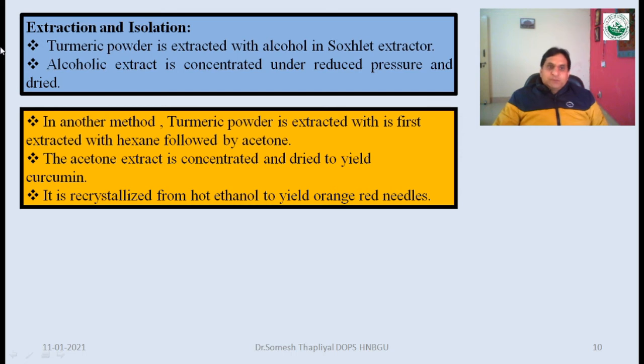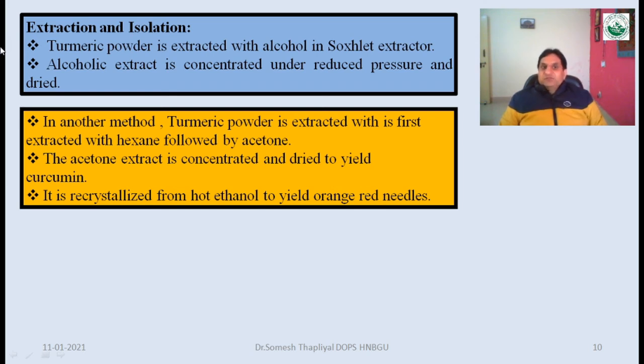Then if you see the extraction and isolation method of the compound, you will take the rhizomes of turmeric and convert them into coarse powder form. Then you will extract with alcohol in a Soxhlet apparatus. Then this alcoholic extract, after filtration, should have the alcohol solvent evaporated under reduced pressure and be dried. And another method for extraction is one in which we extract the powdered drug with hexane followed by acetone.